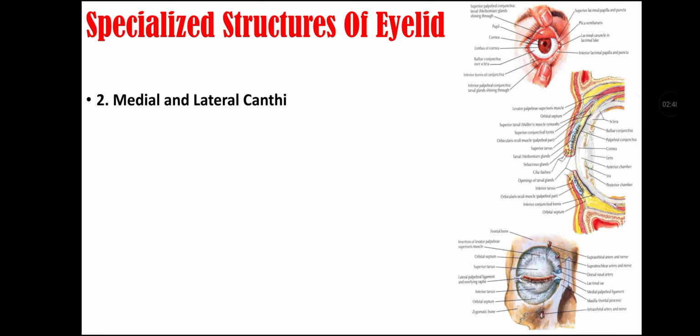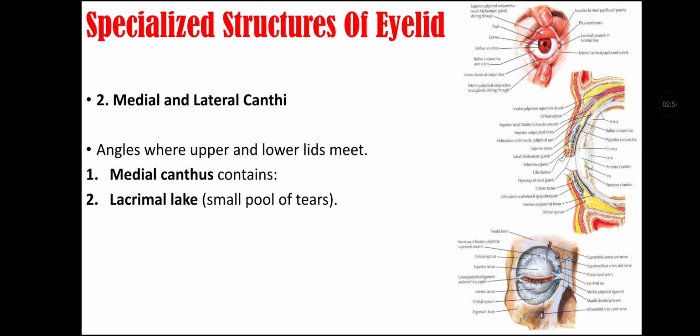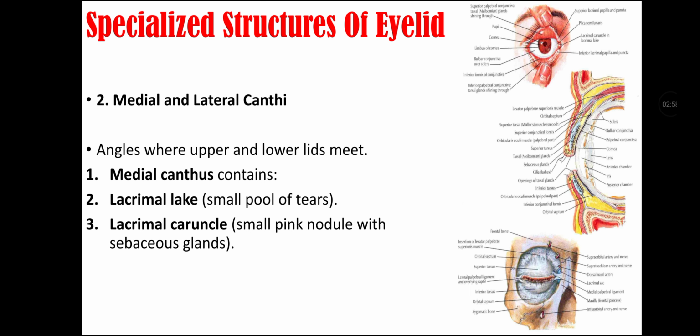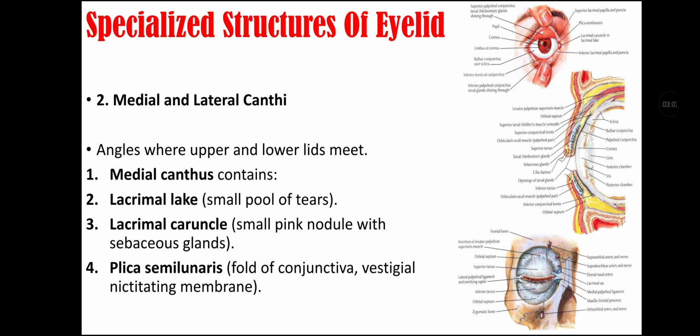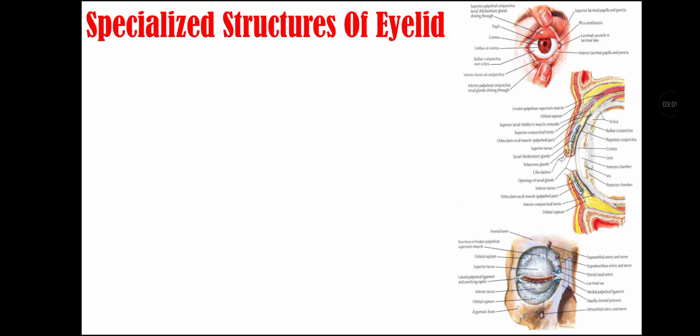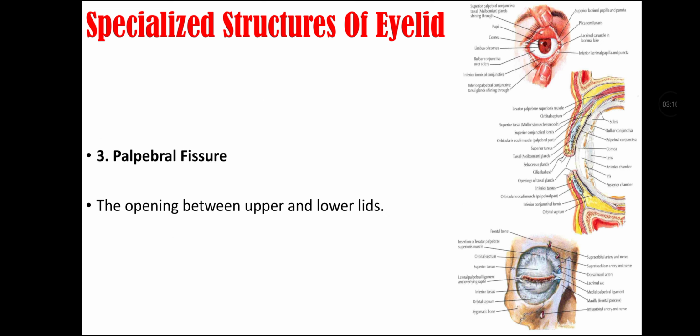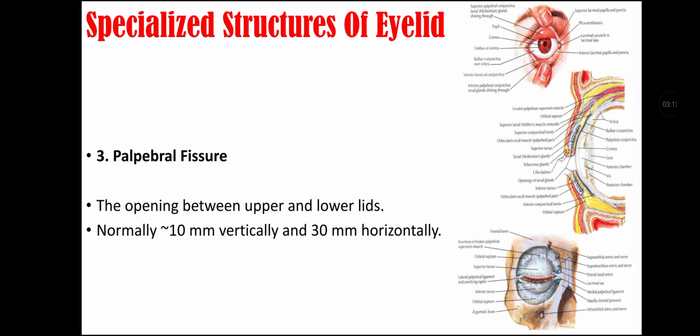Then there is medial and lateral canthi of the eyelid. They are angles where upper and lower eyelid meet. Medial canthus contains lacrimal lake, that is small pool of tears, and lacrimal caruncle, that is small pink nodule with sebaceous glands. And plica semilunaris, that is fold of conjunctiva, that is vestigial nictitating membrane. Palpebral fissure. It is the opening between upper and lower eyelid.